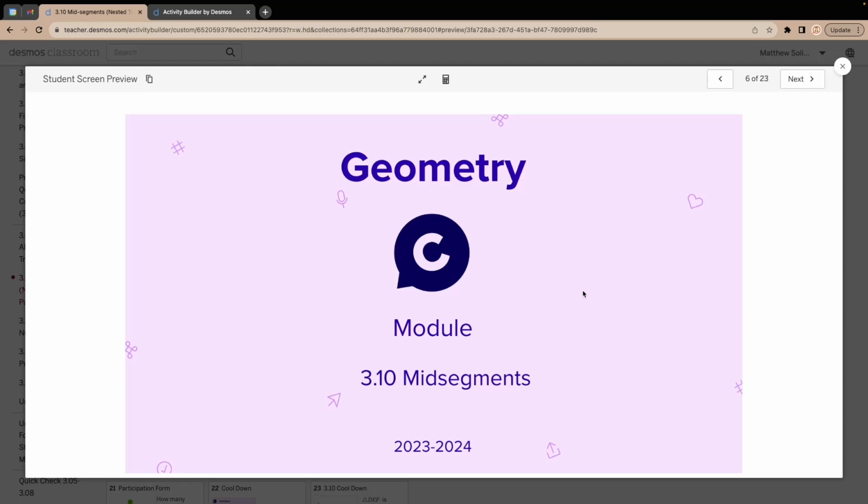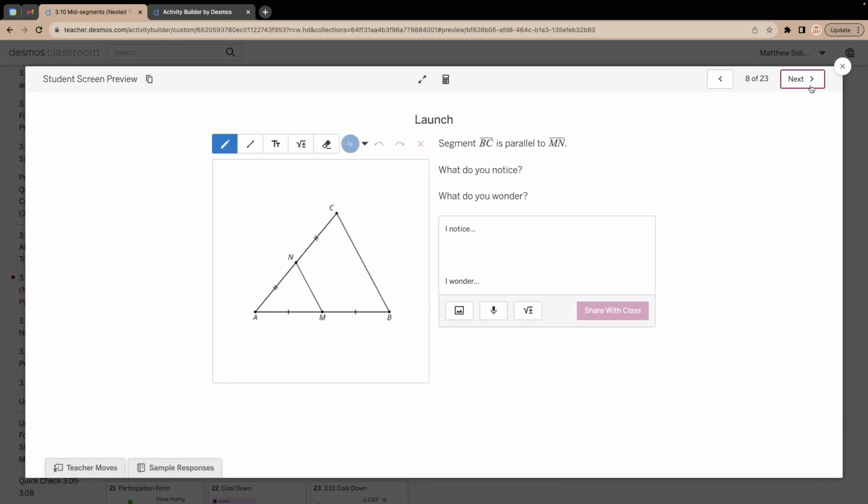This lesson really builds off nested triangles and side splitters. It's a special situation called midsegments. So building off yesterday, what do you notice here? What are you wondering about?